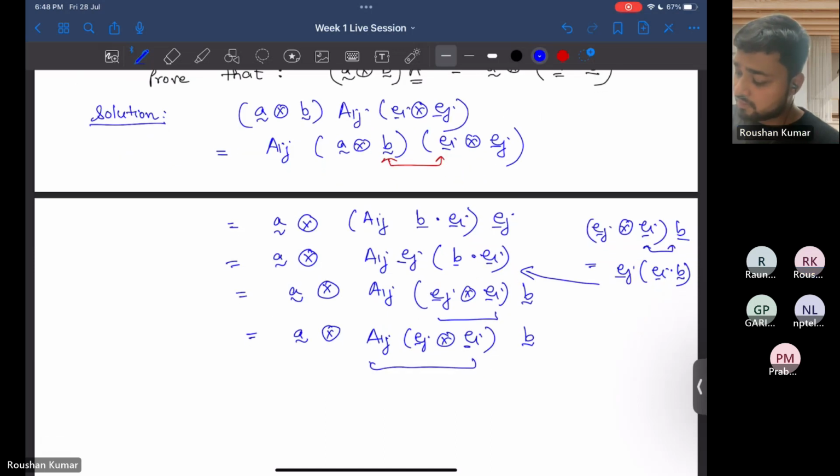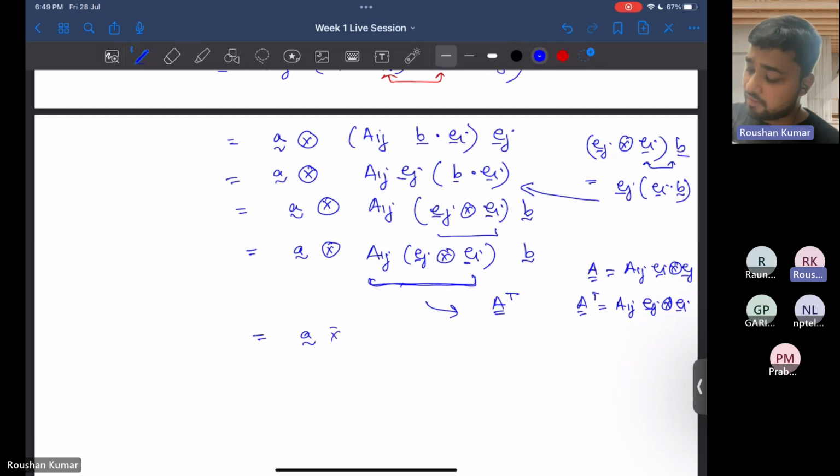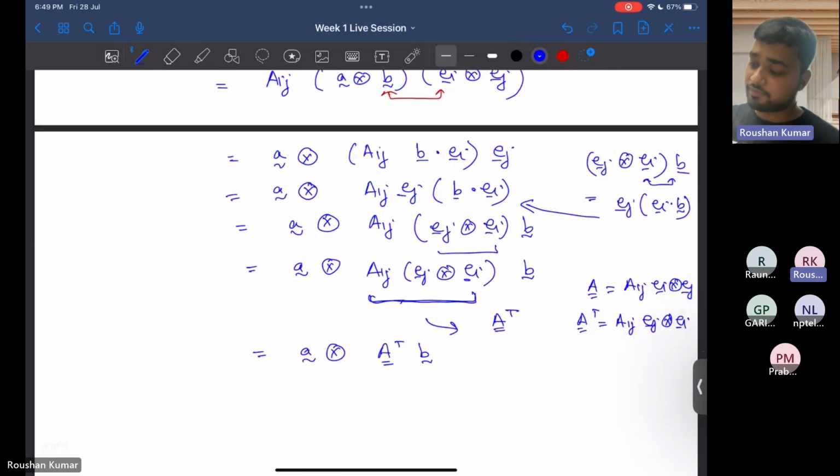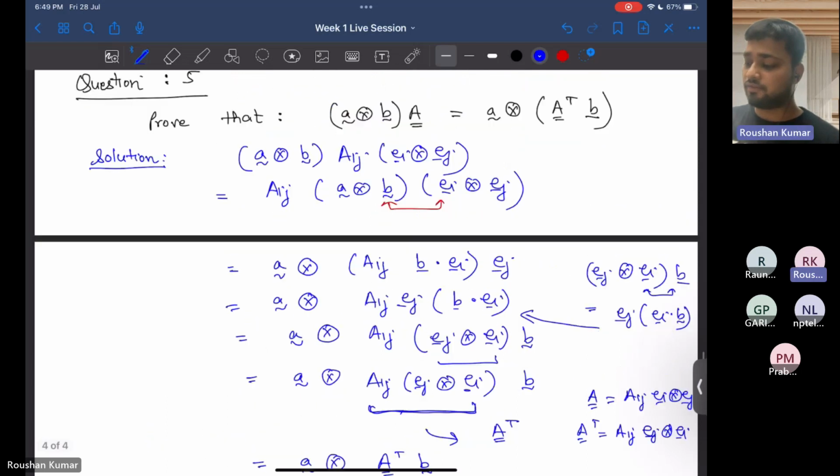And what is this? This is basically A transpose, because A is given by Aij Ei tensor product Ej, and A transpose is given by Aij Ej tensor product Ei. So this is basically A transpose, which gives us A dyadic A transpose into vector B. So this proves our result written above. Here we conclude that vector A tensor product B times tensor A is equal to vector A tensor product A transpose into B. So this is the result of the above proof.